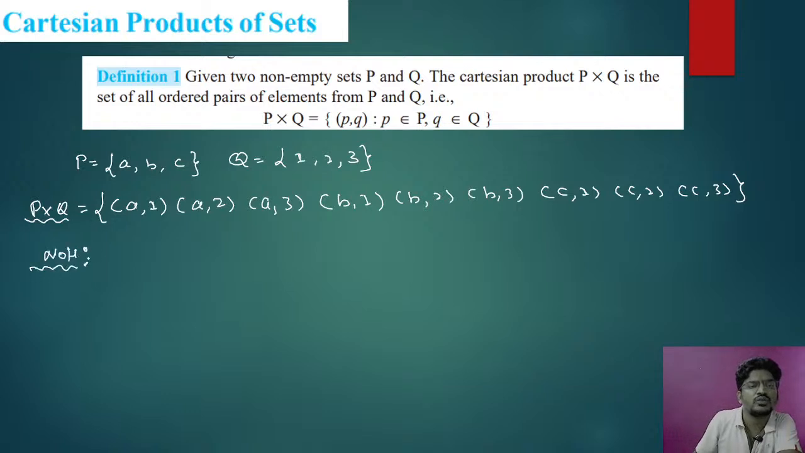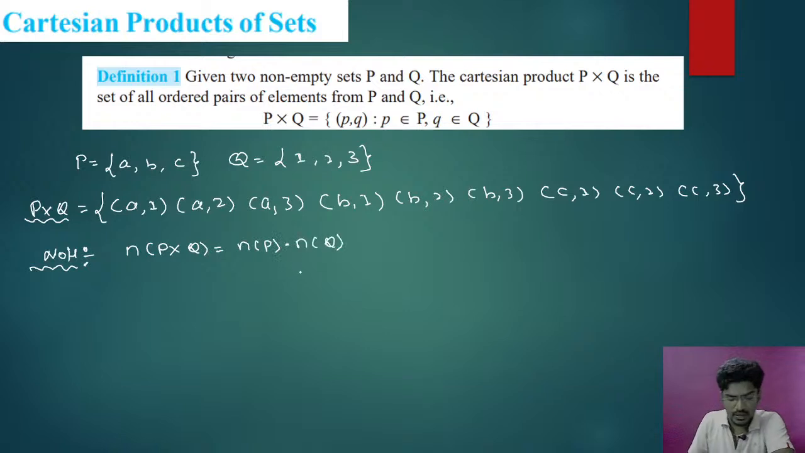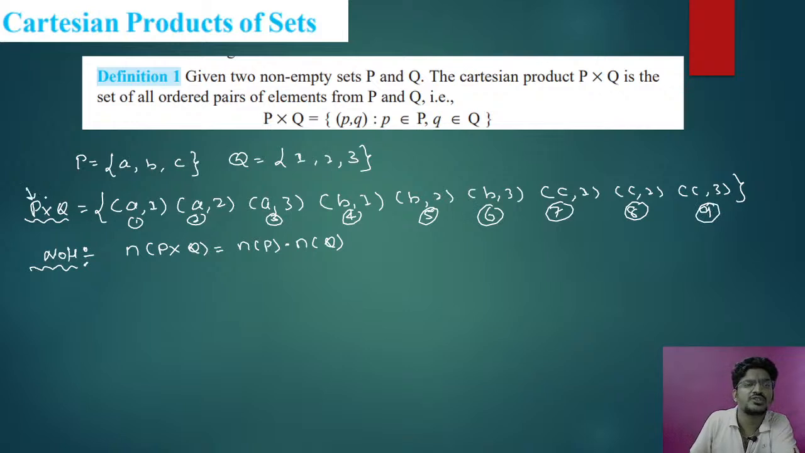In the same way, I will go with one note. Here, n of P cross Q is equal to n of P into n of Q. Now next I will go for the concept n of P cross Q, that means the number of elements in P cross Q. Count here: 1, 2, 3, 4, 5, 6, 7, 8, 9. So in P cross Q, how many elements? 9 elements.